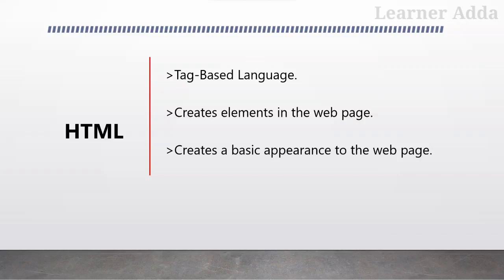But the limitation of HTML is, it doesn't apply much styles, such as borders, margins, paddings, colors, transparency, shading, etc. We have to apply all the styles by using CSS. CSS stands for Cascading Style Sheets. It is a property-based language.